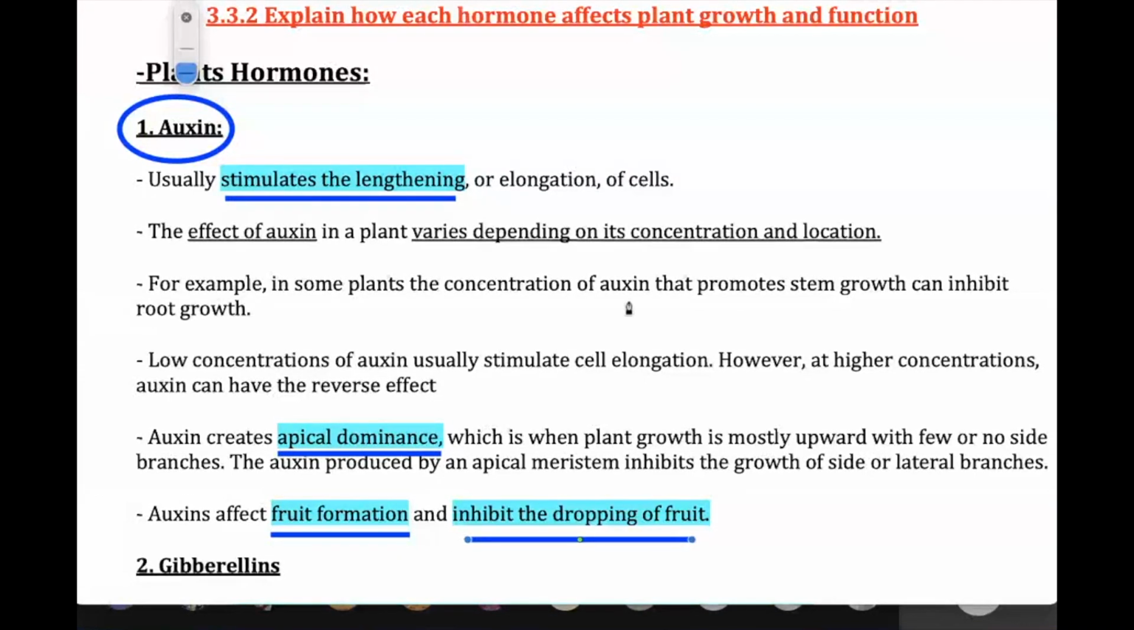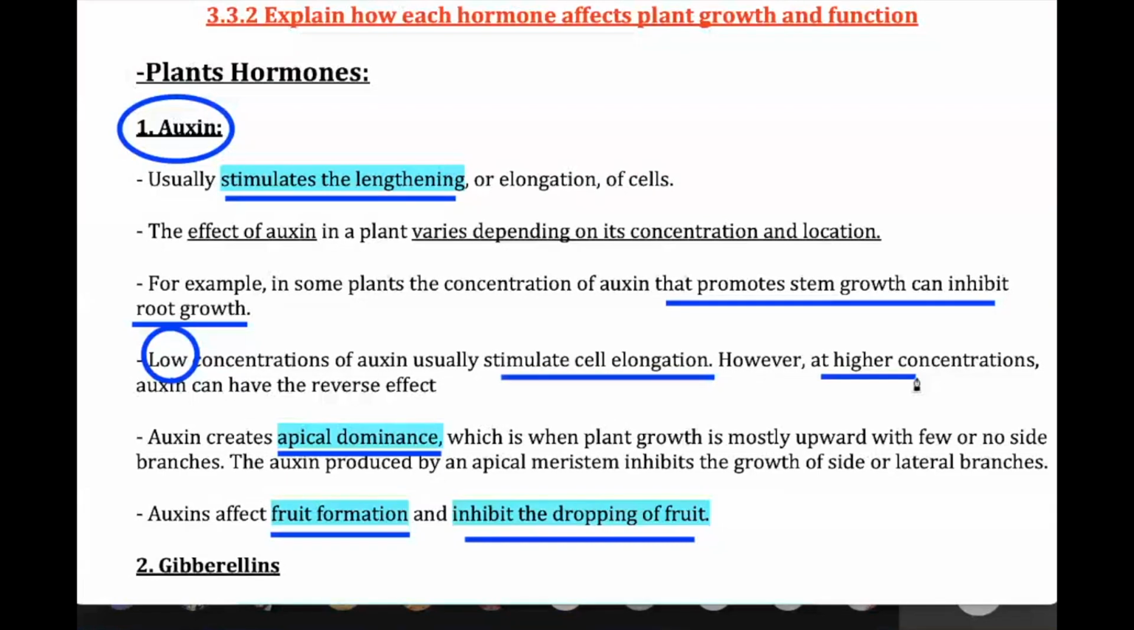But remember, auxin promotes cell growth and inhibits root growth. This is a very common concept that we need to know. If there is a low concentration of auxin, it stimulates cell elongation. But if it is in a very high concentration, it will have the reverse effect. Reverse effect means it will stop cell elongation if it is in very high concentration.